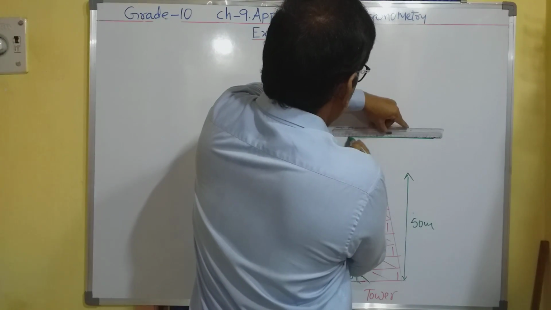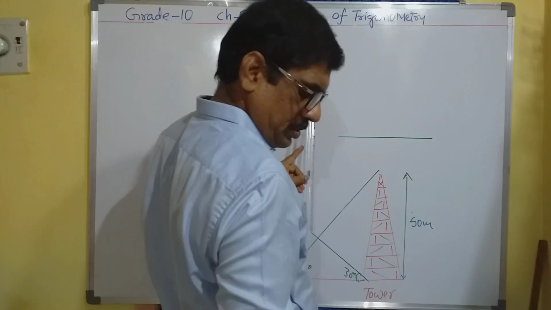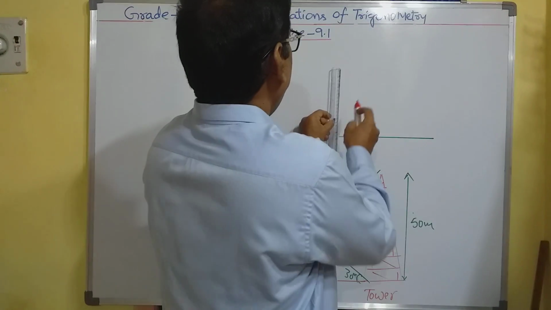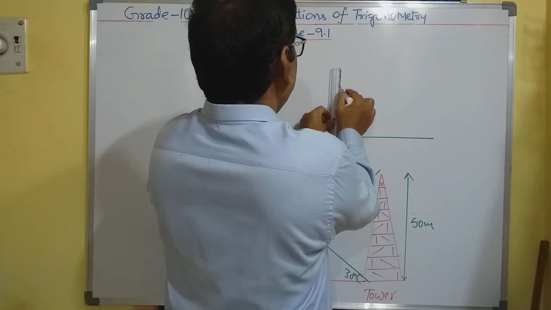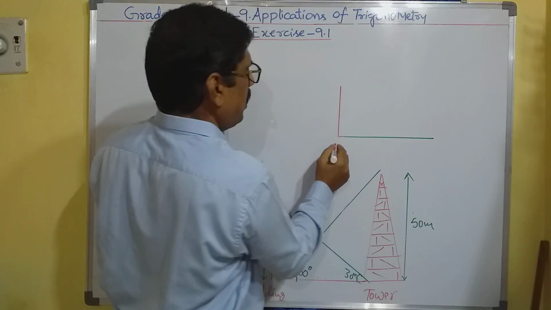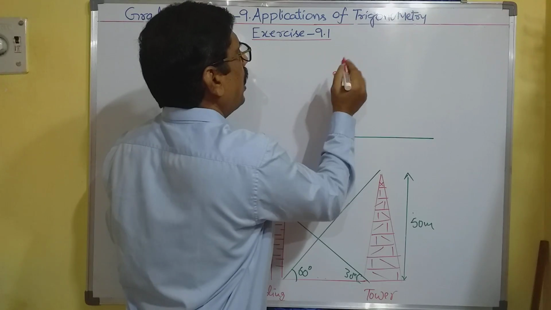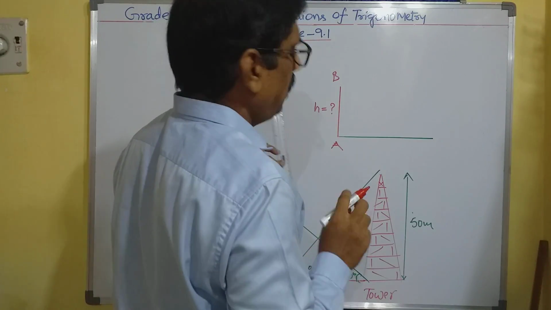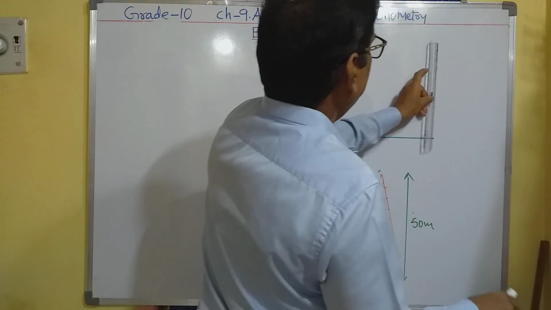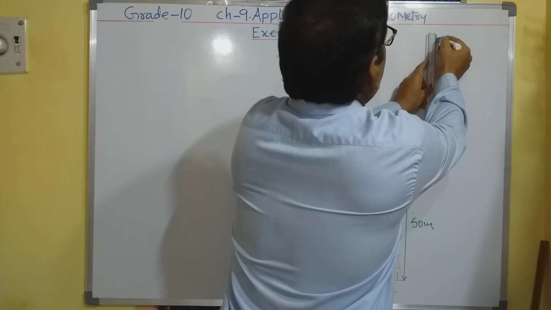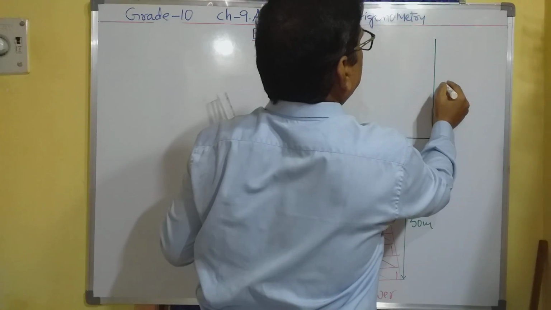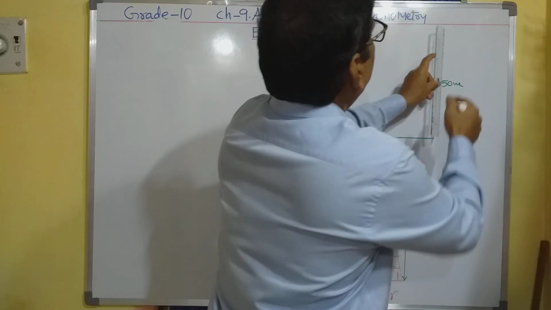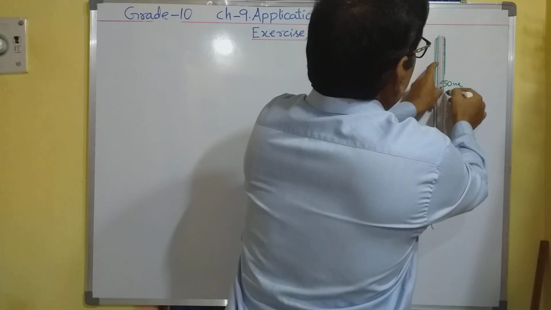So let us take the horizontal distance between the building and the tower. Okay, now look at this. This is the building I have taken. This is the height of the building, AB. Height is not given, so let us take it as h, question mark. And see, look at this. This is the tower. This height is given, 50 meters. Okay.